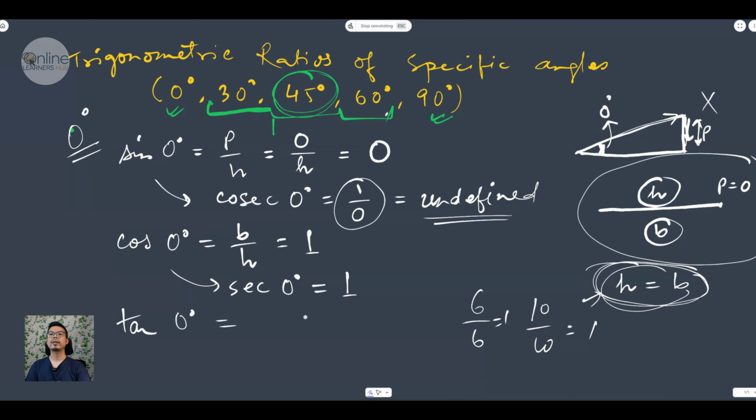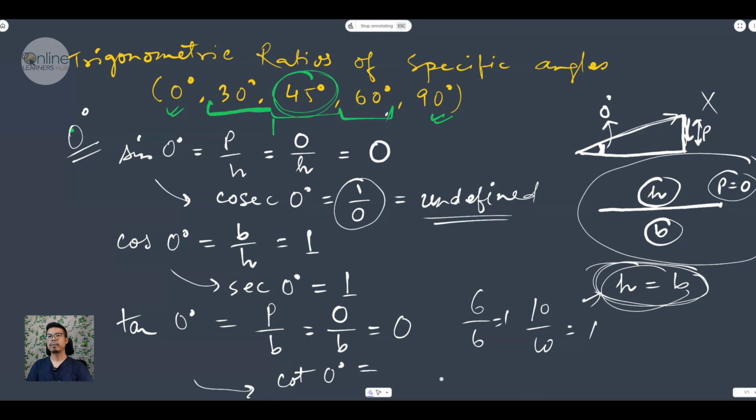Now let's look at tan. Tan 0 degree. What is the ratio? Tan is P by B, "permanently brown." Now, what is the value of P here? P is 0. There is no perpendicular in this diagram. So P, you are going to write 0. B as it is B. So 0 upon any number is always 0. Right?